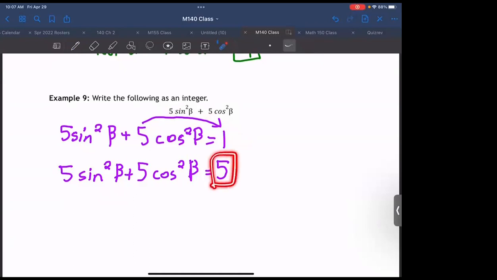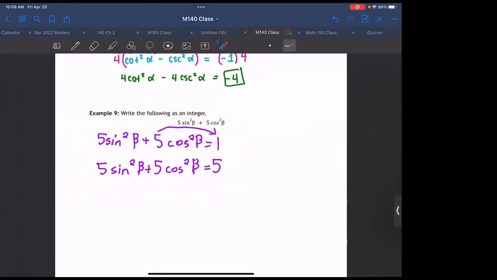Just a tip on WebAssign, if you're typing this in, don't type in this whole thing. All you need to do is type in number 5. That's all you need to do. Okay. Any questions on example number 9? All right. So that pretty much finishes up the notes for the fundamental identities.